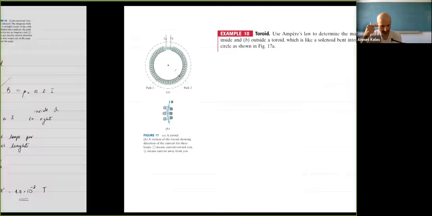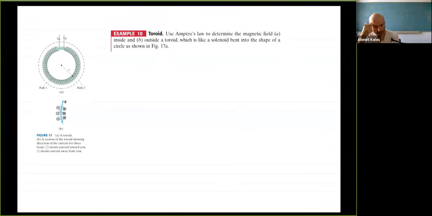All right, now let's talk about the toroid. Toroid comes from torus, and a torus is basically a donut. If you have a cylinder, and you stick the 2 ends of the cylinder together, that's a donut. And if you wrap some current around this donut, you have a toroid. And now we would like to use Ampere's law to determine the magnetic field inside and outside the toroid. Maybe I can first start with outside.